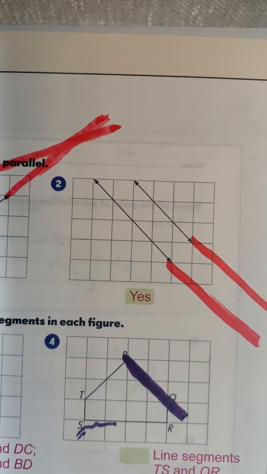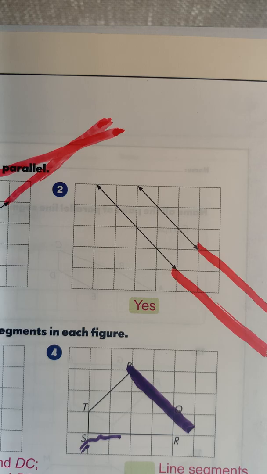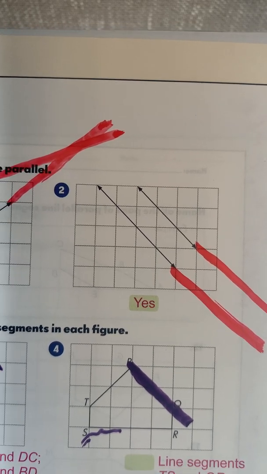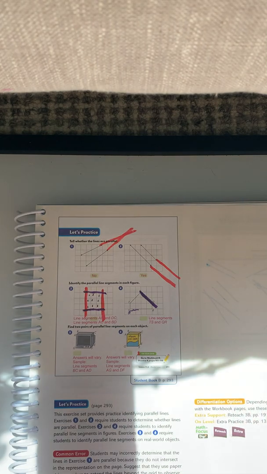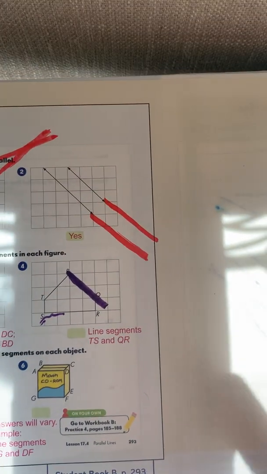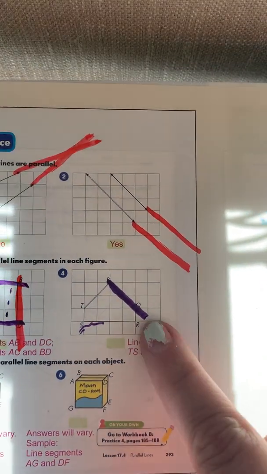So guys, does PQ have a parallel line in this image? No, it doesn't. Let's try another line. I'm going to get another marker while you're looking. On your whiteboard, go ahead and write what line segments you think are parallel. You're only going to have one pair for this one. All right, so our orange lines on this figure are going to be the right ones, okay? So don't worry about the purple one. That was just a check.